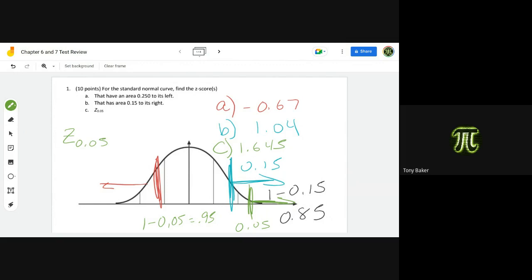So for C, it says 0.05. That means go to the right. How do we know if it's left? It's just always right. That setup always means to the right. Okay.